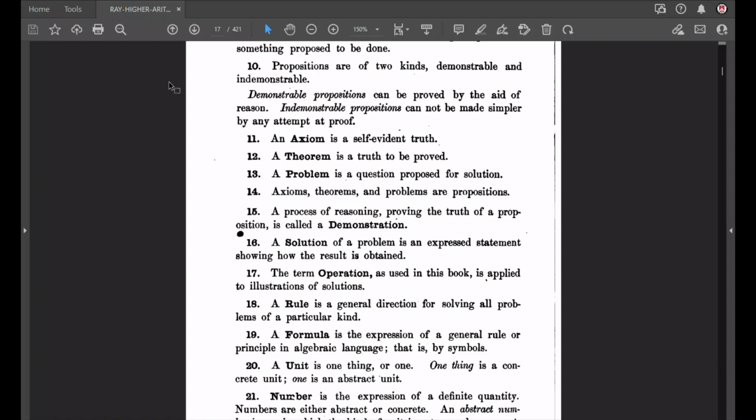If the math class is wrongly set up so that kids get grades for finding answers to questions, the kids are right. You can do that on a calculator, but that's not what arithmetic is supposed to be. A calculator can give you a right answer, but a calculator cannot provide a solution. Because a solution, Article 16, is a statement that shows how the result is obtained.